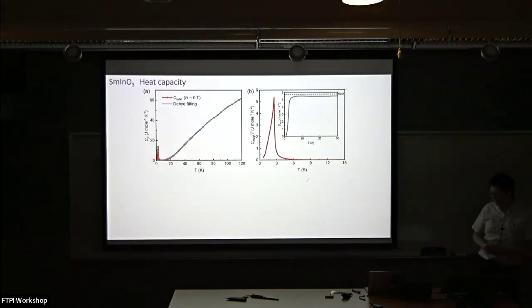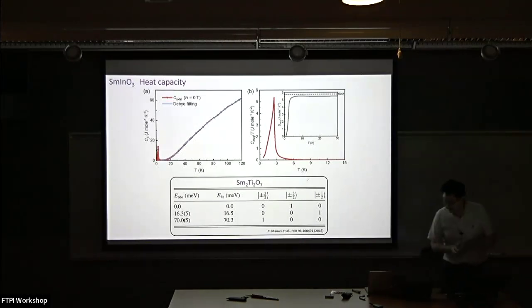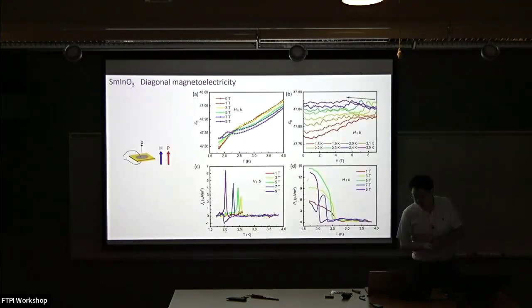is an effective doublet. Samarium 3+ has an odd number of electrons, so it's not surprising that the ground state is a doublet. But we can see this R ln 2, which means the energy difference between the ground state and the first excited crystal electric field level is large. That's not surprising because I found a similar compound, a samarium-based oxide, 227 pyrochlore. They did inelastic neutron scattering, and they found the ground state and the first excited CEF level have an energy difference around 16 meV. So anyway, the samarium here has an effective doublet ground state.